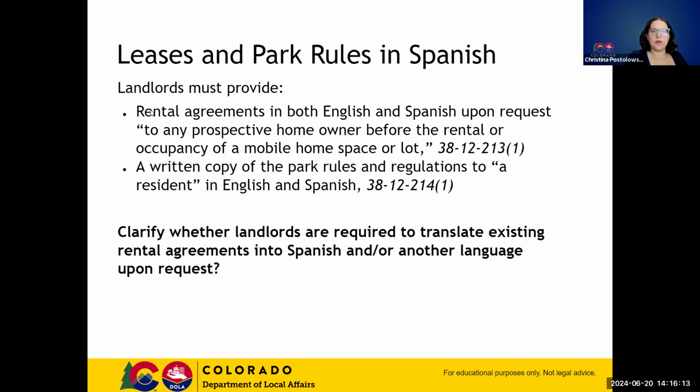So landlords must provide rental agreements in both English and Spanish upon request, and a written copy of park rules and regulations in English and Spanish. I have a question here about whether clarification is needed on whether landlords are required to translate existing rental agreements into Spanish or another language upon request.